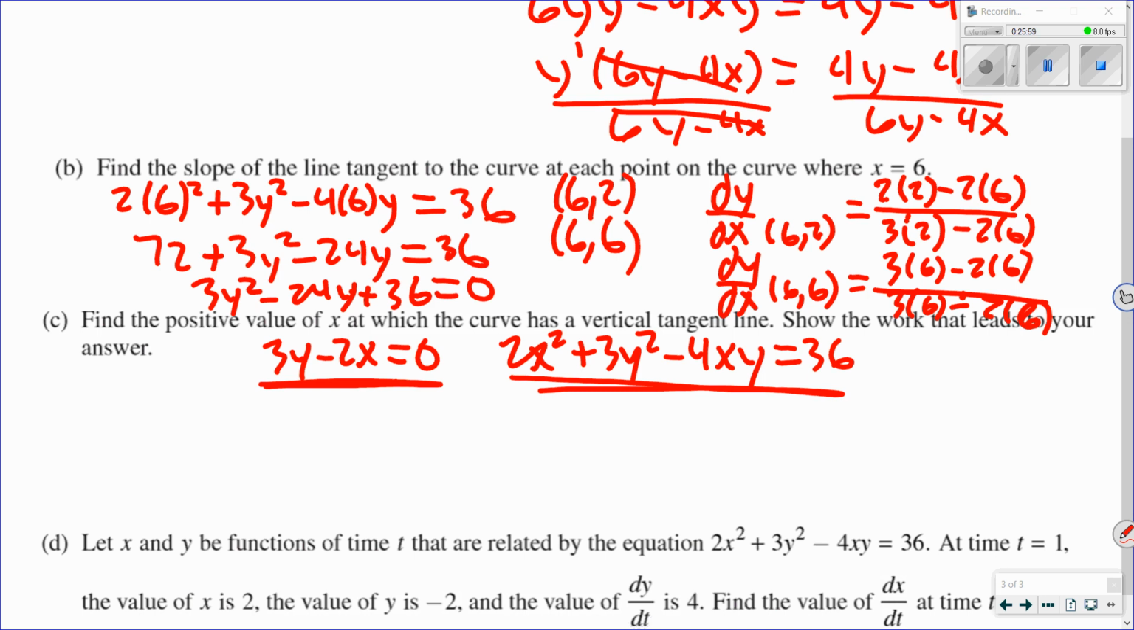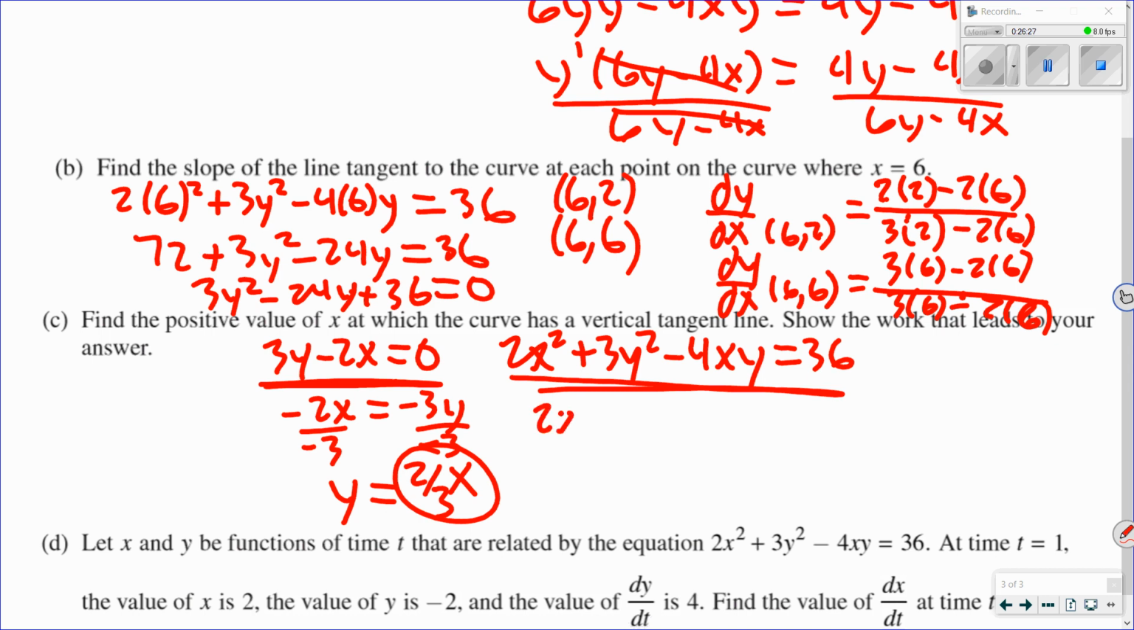Let me make sure I do it the same way as my key. So actually I solve for y, sorry. I'm going to do it the same way as I did on my key, but you could solve for x also. So I have minus 3y over negative 2x equals negative 3y, divide by negative 2. Sorry, I'm solving for y, so divide by negative 3. So y is equal to 2/3 x. Now I have to take that in. Everywhere there's a y up here, I have to plug that in. So now I have 2x squared plus 3 times (2/3 x) squared minus 4x times 2/3 x. So now we get this nasty equation I have to solve.